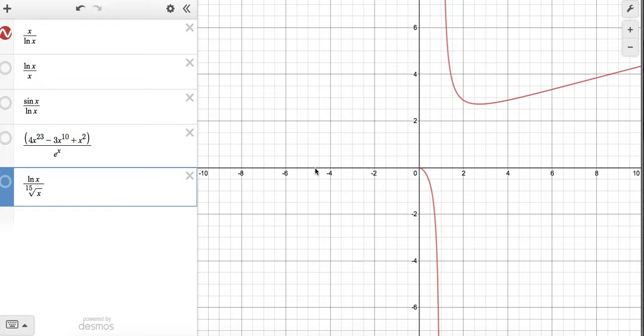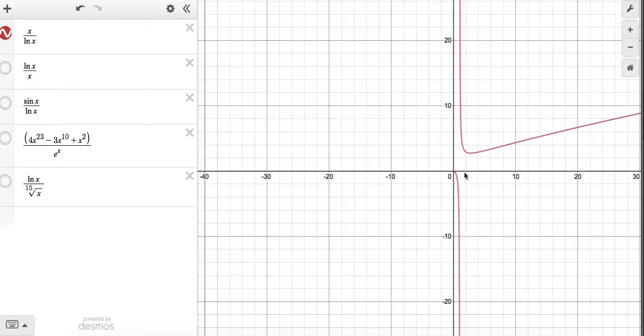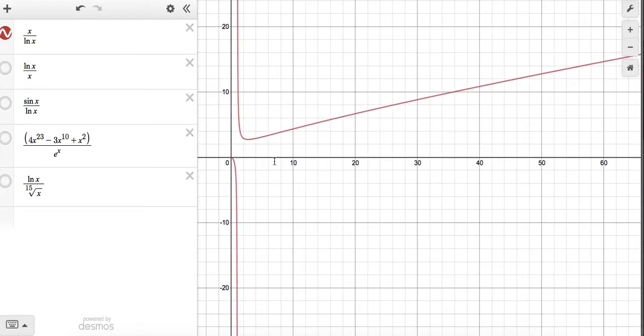So here I've drawn the five limits that we were looking at. The first one was x over log x as x goes to infinity. And you can see that as I zoom out here, although x is growing slowly to infinity, it's going to go to infinity, because we have a strong function over a weak function here.